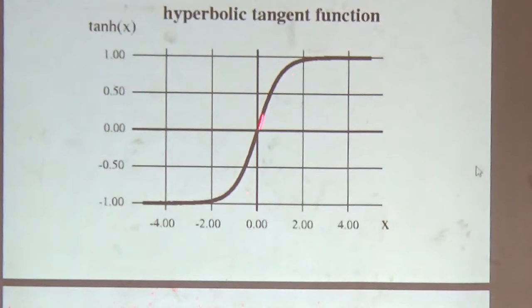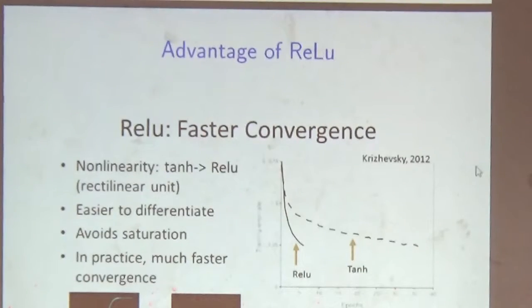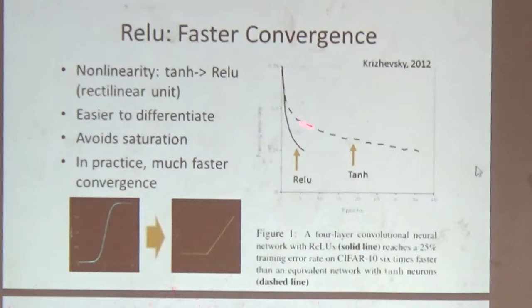Here is the tan hyperbolic function, but people don't use sigmoid and tan hyperbolic these days. They use what is called the ReLU function, the rectified linear unit. This is also a differentiable function. It has this form. This is the derivative. And it has been shown in the recent literature that the ReLU function converges the training error much faster. This is the tan hyperbolic training error. This is the training error with ReLU. It reaches a 25% training error rate on this particular data set 6 times faster. So that's why people have shifted to ReLU. They don't use sigmoid or tan hyperbolic.